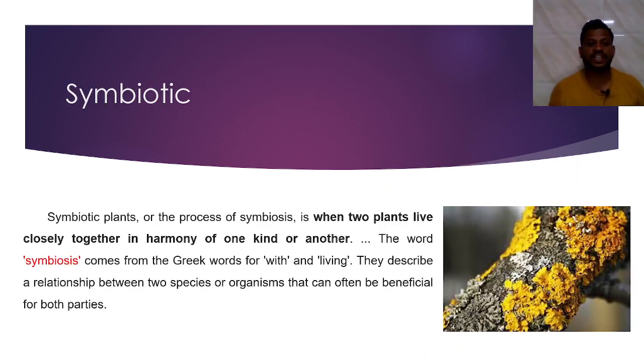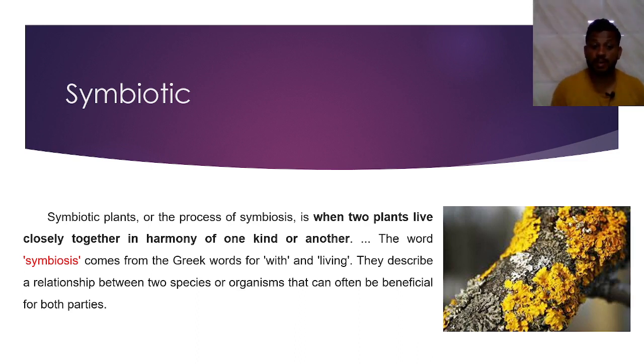Okay. Next we see the symbiotic plants. Symbiosis is when two plants live very closely together in harmony. It means two different plants grow or develop very closely, maybe of the same kind or maybe of another kind. They share or exchange their nutrition to survive.